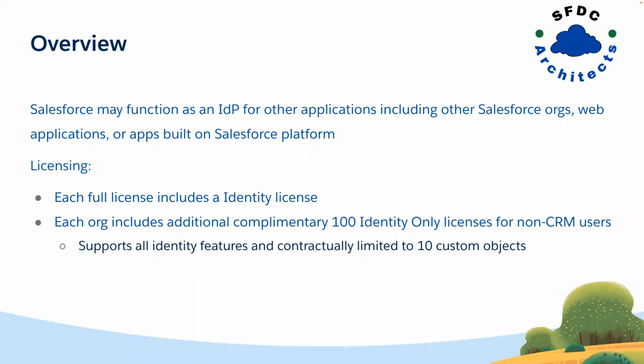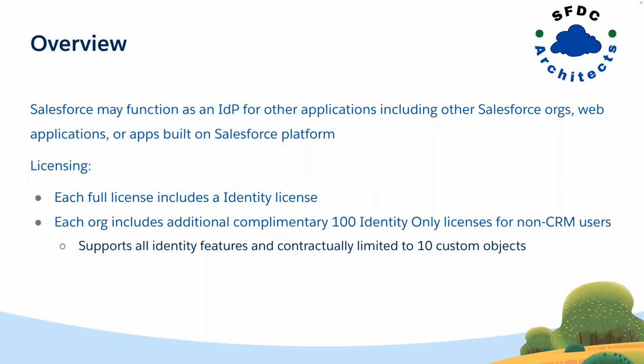From a licensing perspective, every user that has a full CRM license also gets an identity-only license, and then they get access to all of the identity features. Beyond that, all Salesforce orgs get complimentary 100 identity-only licenses. So if your company is smaller and you want to use Salesforce as your IDP for other applications, but those users don't need CRM, you don't have to worry about getting those licenses.